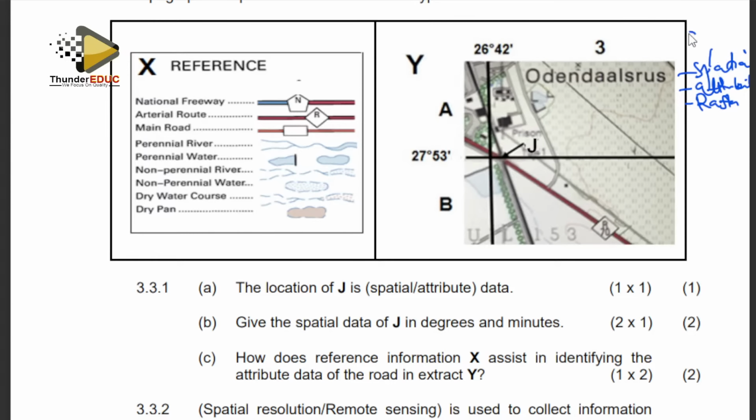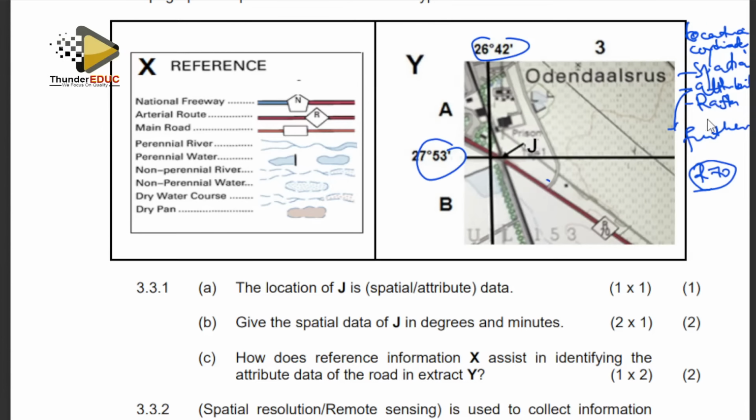Spatial data shows the location of a place. When it talks about location, we look at the coordinates. When I talk about coordinates, I'm referring to degrees, minutes, which is indicated here and here. Then we also have attribute data. Attribute data gives further explanation of information about a geographical feature. For example, this road here is an arterial route, but what is it? It's R70. So R70 is part of attribute data because it is giving us further information about this road.